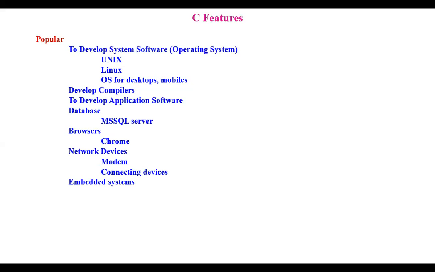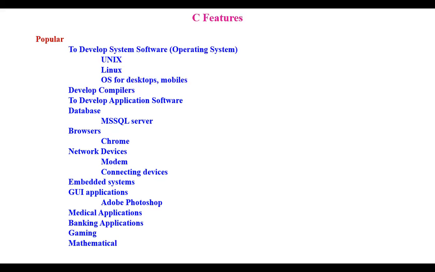Many embedded systems are also developed using this. GUI, graphical user interface, means pictures. Using pictures, the applications are developed, so GUI applications are also developed using this. Adobe Photoshop is one example. Medical applications, right? Banking, gaming, mathematical, all these applications can be developed using this.